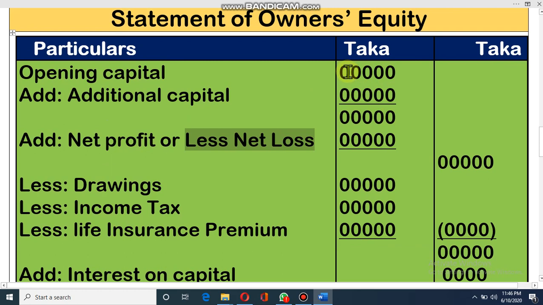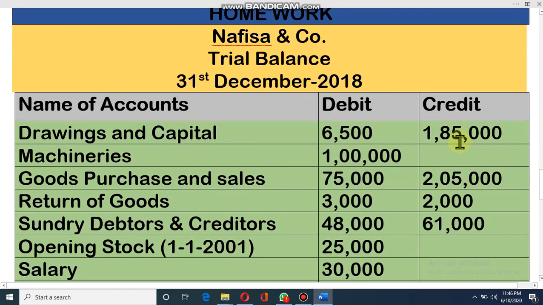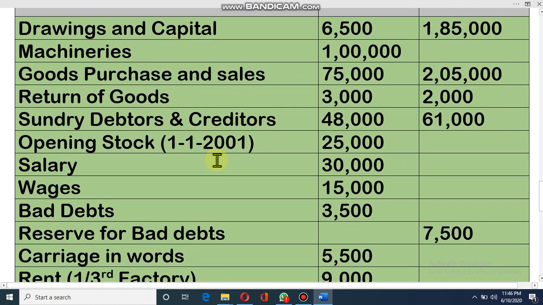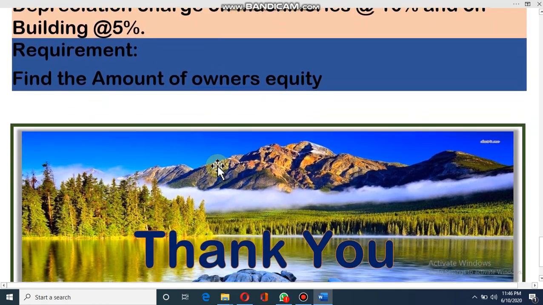This zero will not be there at that time. Opening capital, if I can say opening capital, here you will write 1,85,000. This way you will put the value there. Then at the end of the year, at the end of the month, you will find the owner's equity.